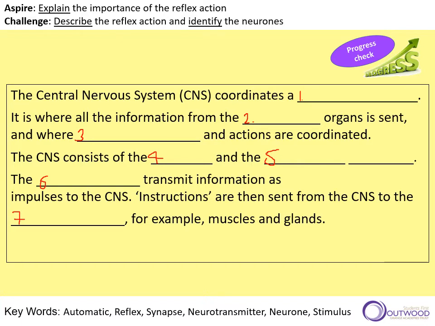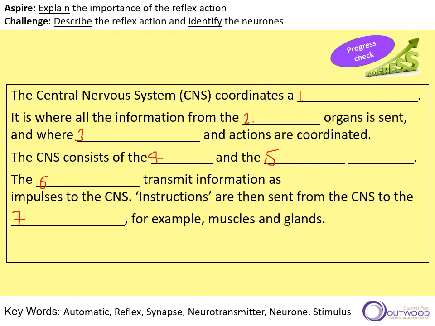From the sensory organs is sent, and where responses and actions are coordinated. Okay, responses and actions. The central nervous system consists of the brain and the spinal cord. Okay, that's what it consists of. The nerves or neurons, I don't mind which one. Nerves is plural, neuron is obviously just talking about the singular. So the nerves or neurons transmit information as impulses to the central nervous system.